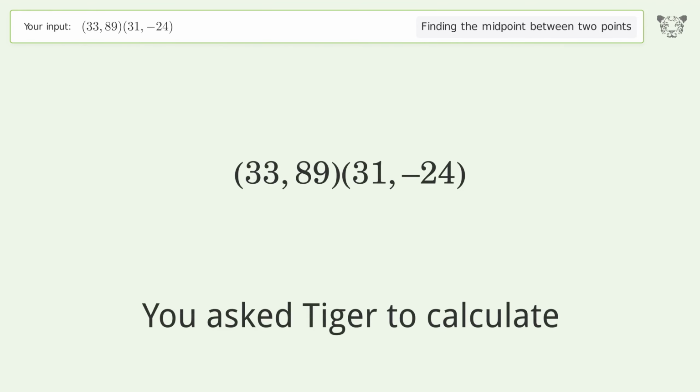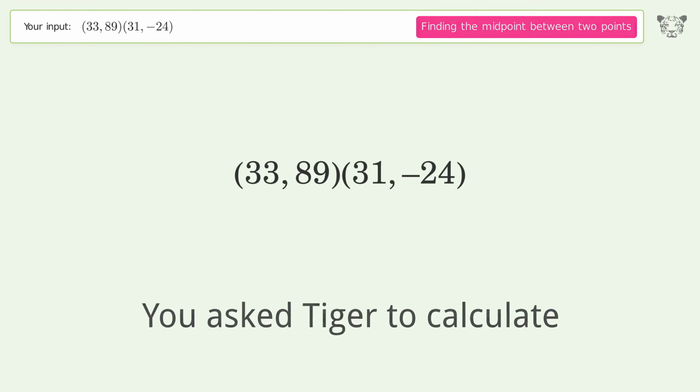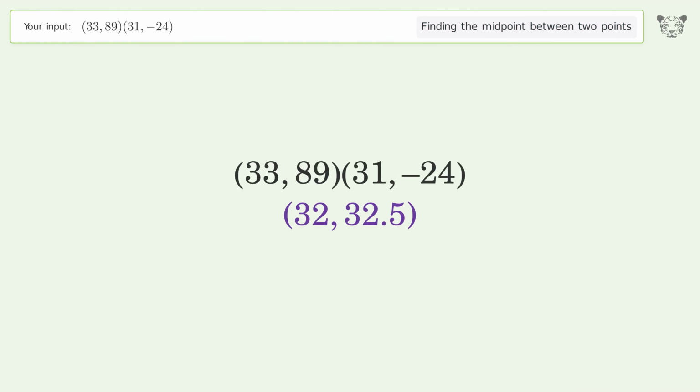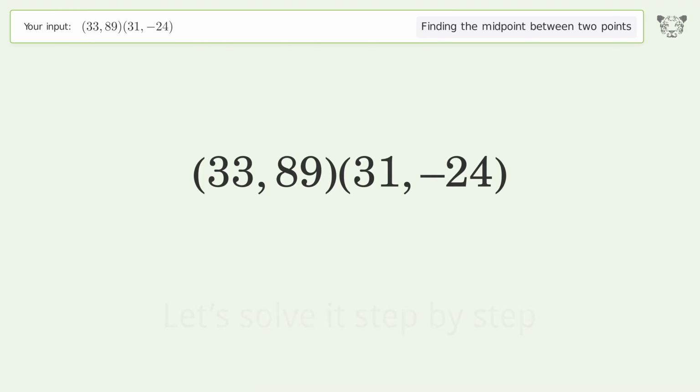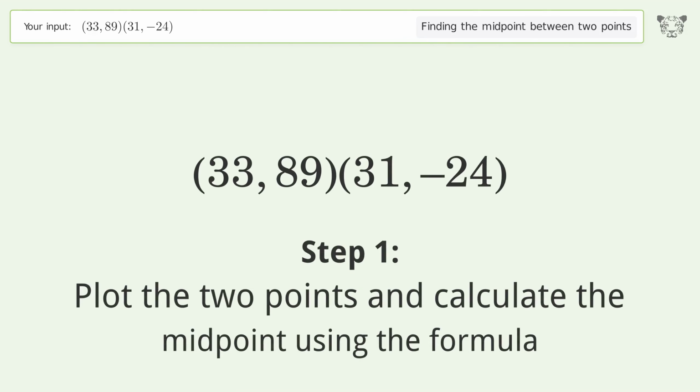You ask Tiger to calculate. This deals with finding the midpoint between 2 points. The midpoint between the 2 points is 32.5. Let's solve it step by step. Plot the 2 points and calculate the midpoint using the formula.